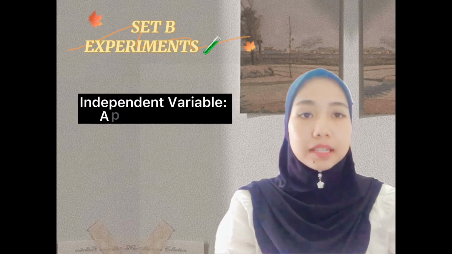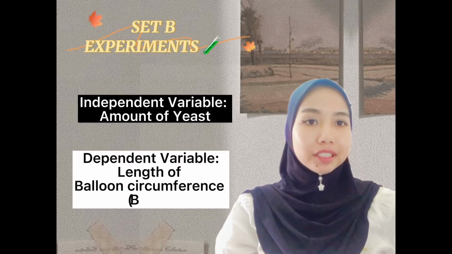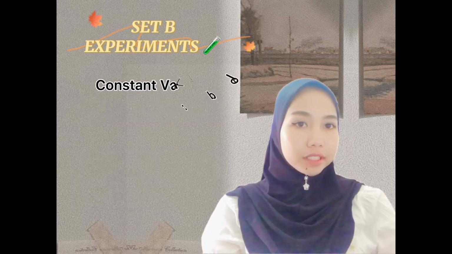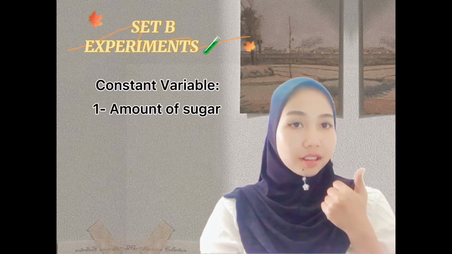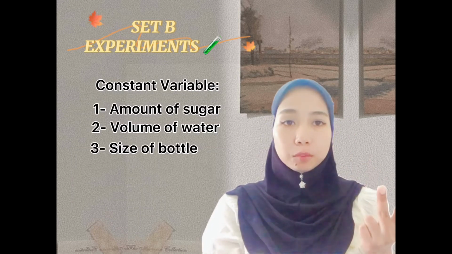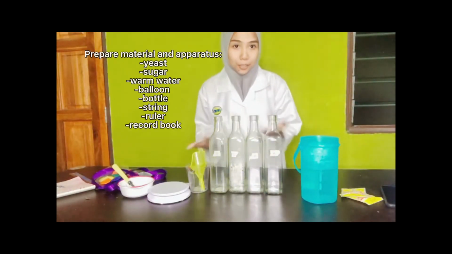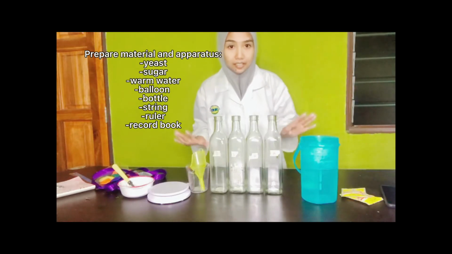Hi, my name is Nurul Azarima binti Muhammad Yusof with metric ID D20181082928. I will conduct set B of the experiment, where the independent variable is the amount of yeast, the dependent variable is the length of balloon circumference in centimeter, and the constant variables are the amount of sugar, volume of water, size of bottle, and type of sugar. Before we proceed, we must make sure our apparatus and material are enough.